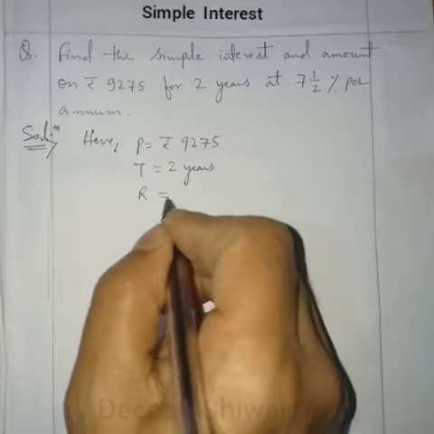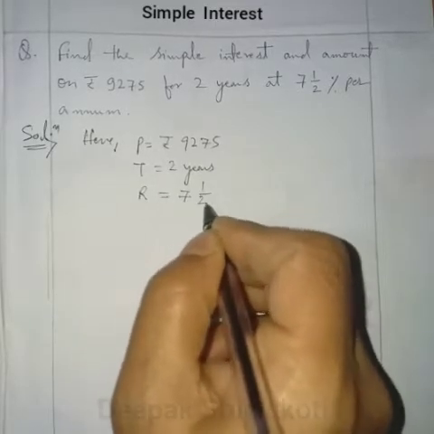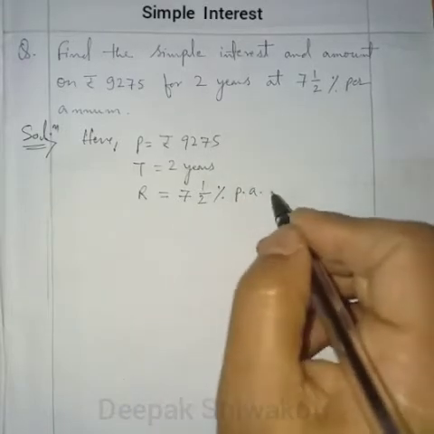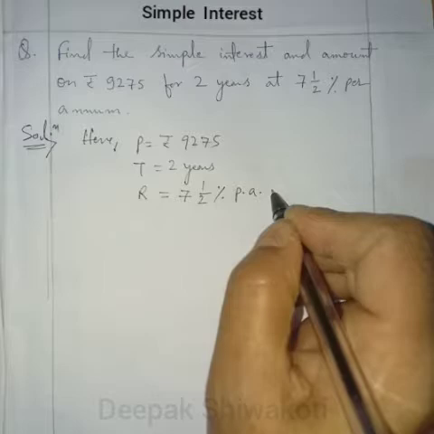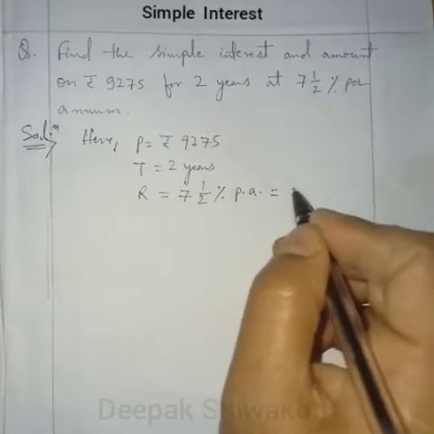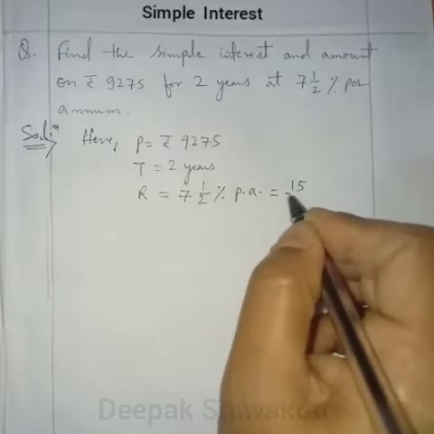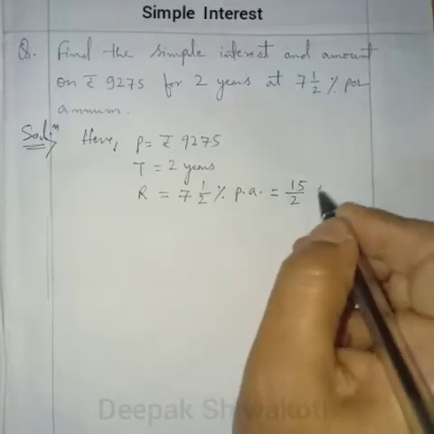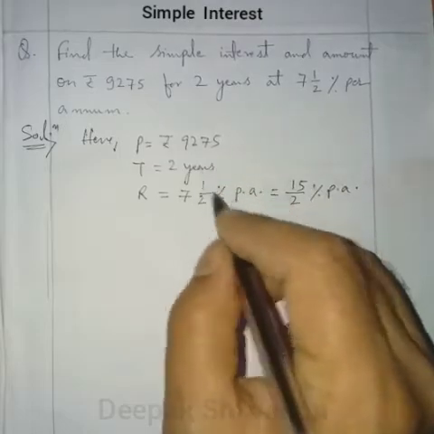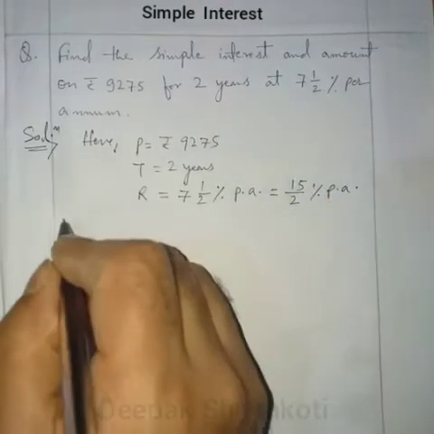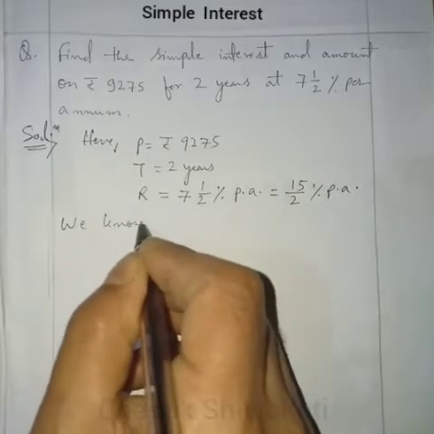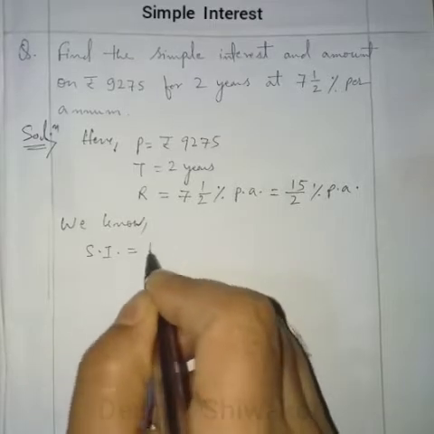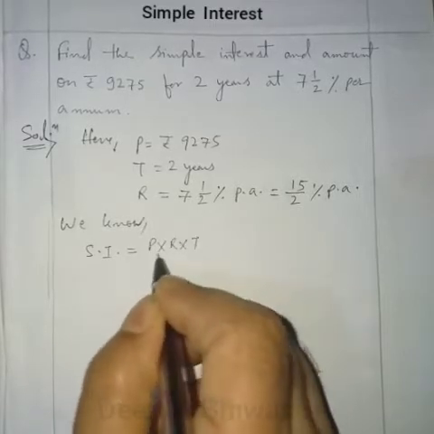R is equal to 7 whole 1 by 2% per annum. Let us convert this mixed fraction into an improper fraction: 7 twos are 14 and 15 by 2% per annum. So these are the given things in the question. Now we have to find simple interest, and the formula we know. Simple interest is equal to PRT by 100.